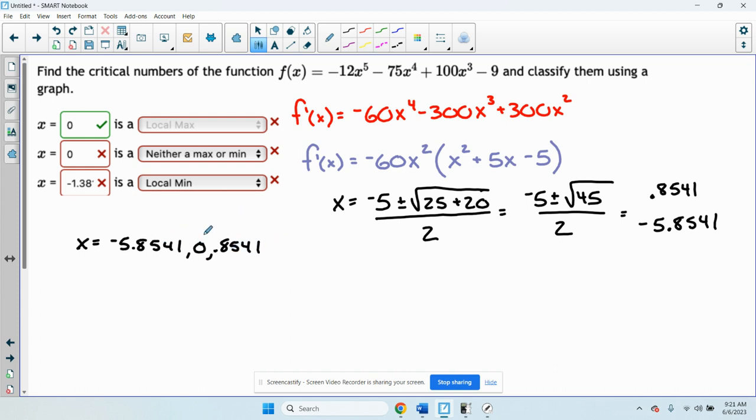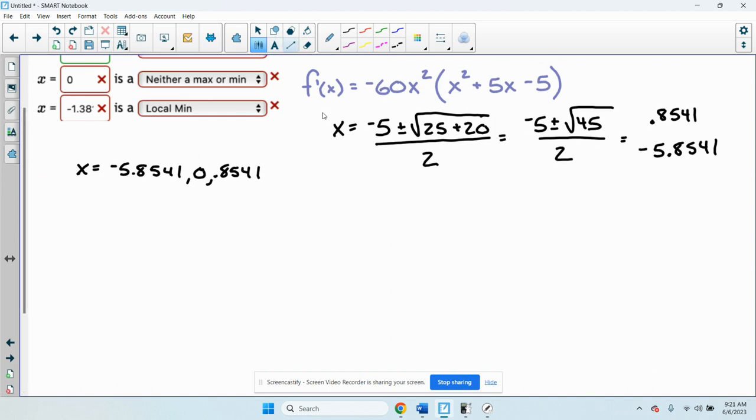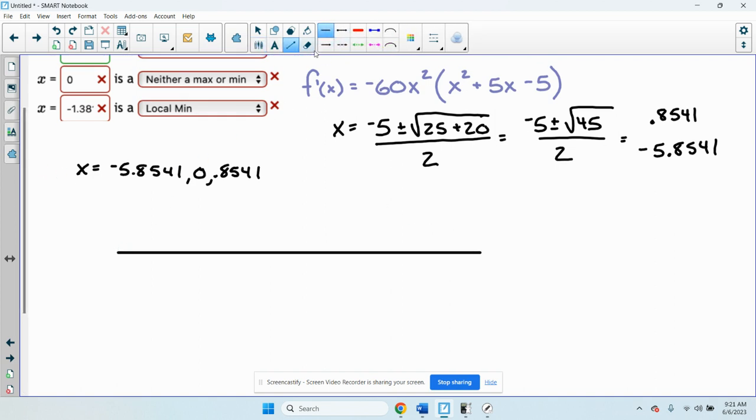Now, there's a number of ways you can determine what the graph is doing at these points. We'll just stick with using the first derivative still, rather than looking into the second derivative. After I show you the first method, I'll show you the second method as well. So what I'm going to do is basically divide up a number line with these 3 values. So we'll put negative 5.8541. We'll put 0, and then we'll put 0.8541. And these are values for the derivative.